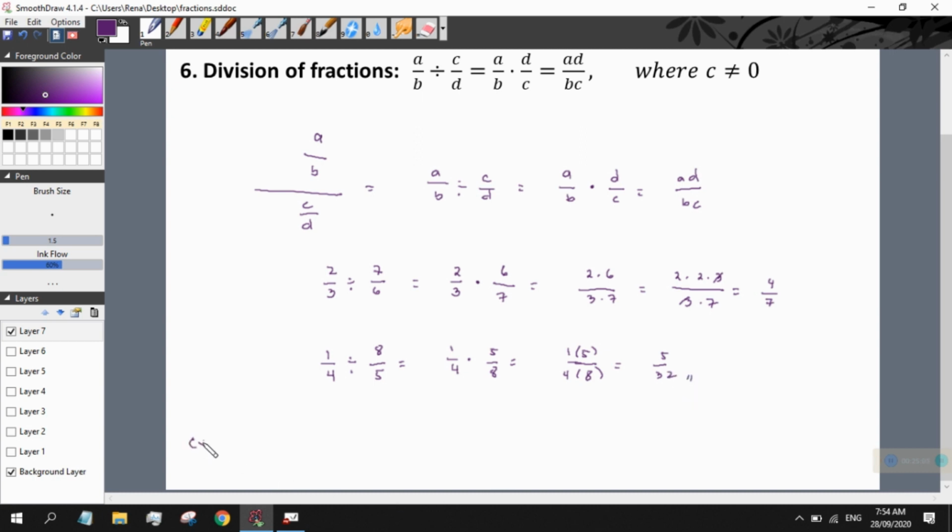Let's put another exercise. This is now exercise number 3. Please get the quotient of 2 over 5 divided by 15 over 8. And then write down your answer in the comment box.